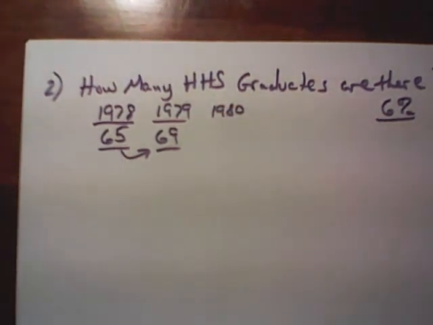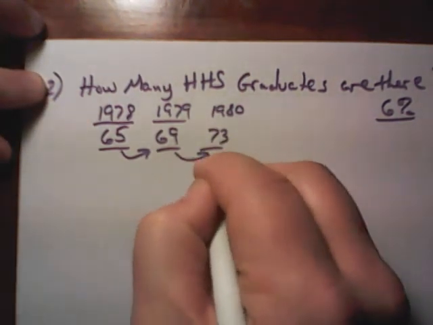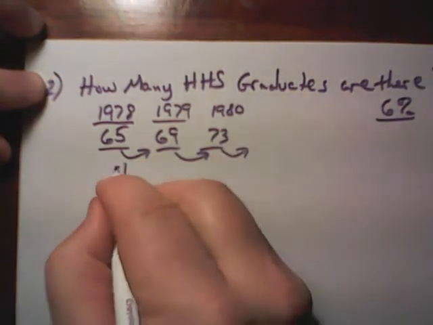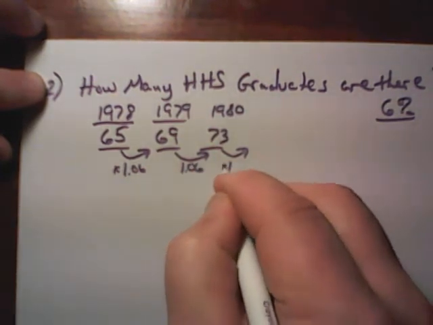1980, if I start with 65 and I multiply it times 1.06, but this time it's to the second power because I would do it twice, it's going to be roughly 73. And I can continue that, each time multiplying by 1.06.